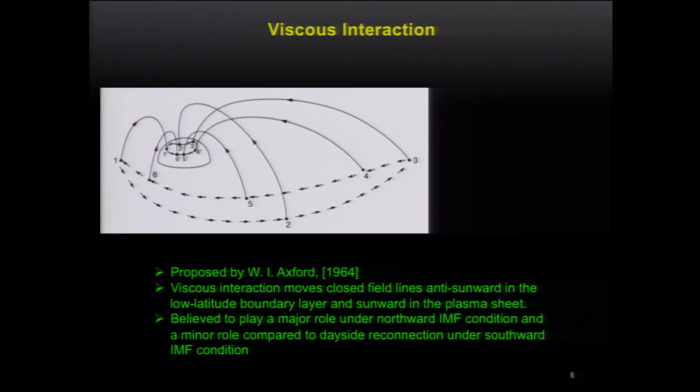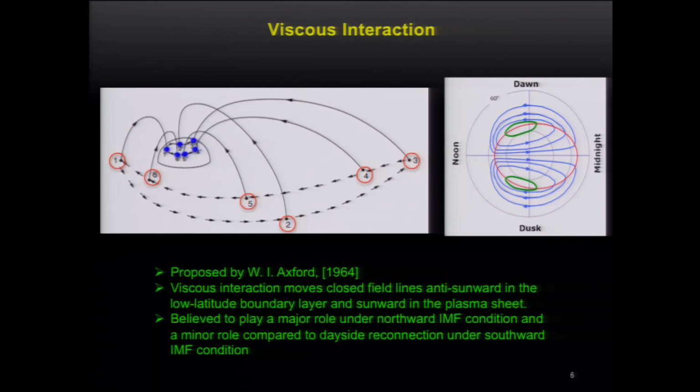Another process for the energy and the momentum to get into the magnetosphere is through the viscous interaction in the equatorial plane. The closed magnetic field lines drift anti-sunward in the low latitude boundary layer and come back in the plasma sheet, forming those closed loops again. So if we map those viscous convection cells into the high latitude, they are those green circles here, closer to the open-closed field line boundary on the 2 flank sides.